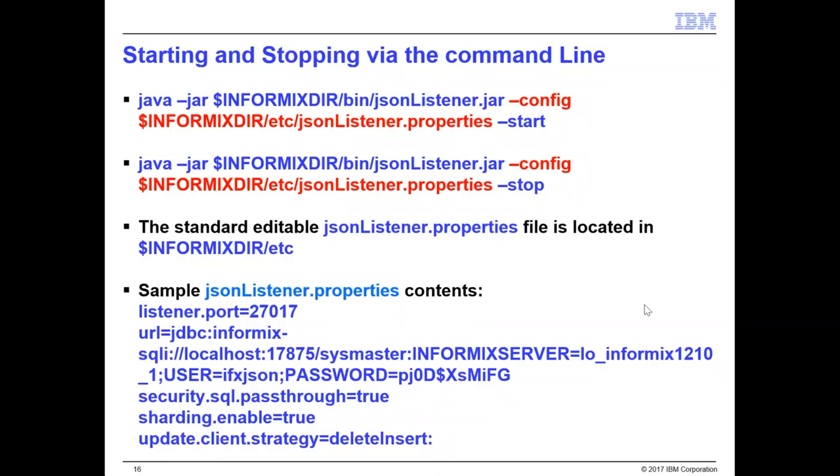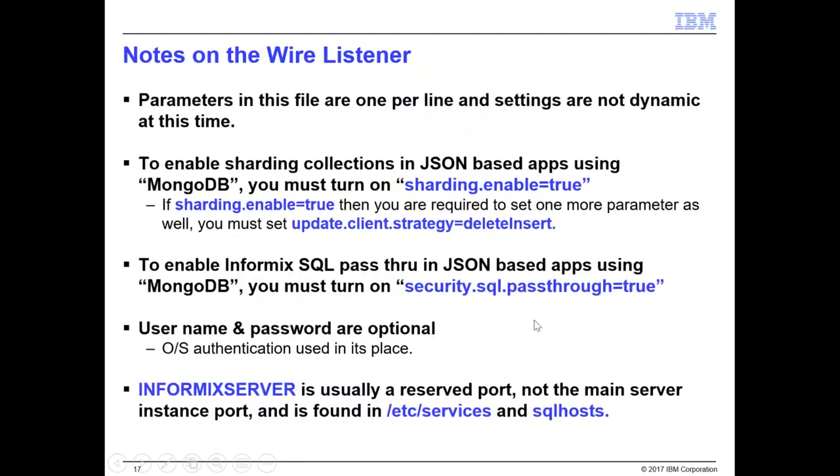There's a whole bunch of others. There's a whole section in the manuals on the wire listener configuration file and the various configuration parameters. I highly suggest you take a look at it. It's got a lot more in it than what I'm showing here. There are approximately 70 or 80 items in there at this point. Parameters in the file are one per line, and settings are not dynamic as of the original wire listener configuration file. I'm pretty sure they're not now. If they are, please correct me.